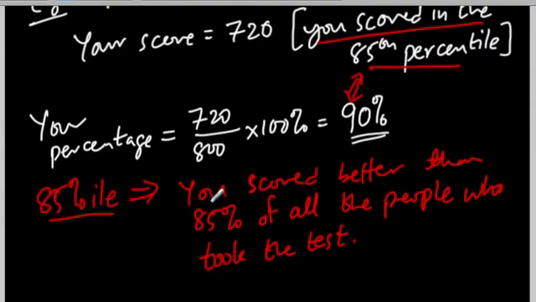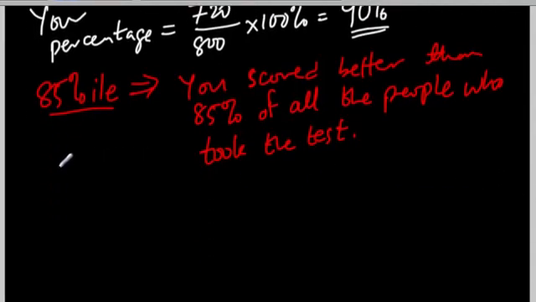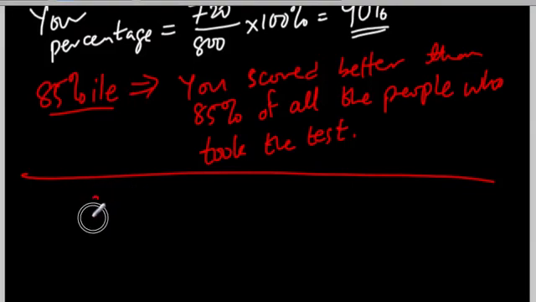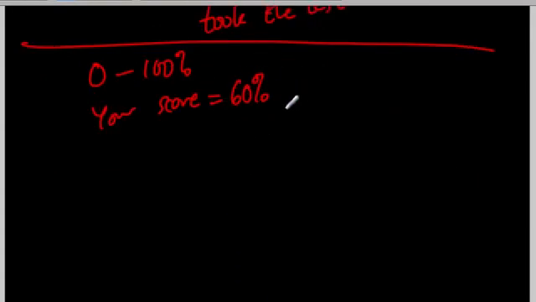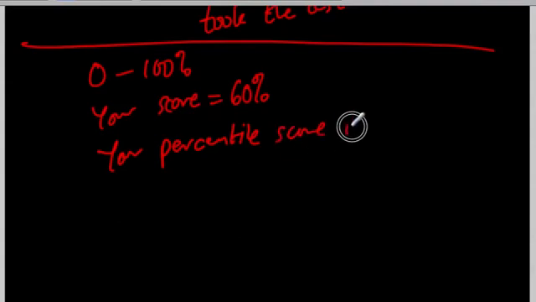Percentile is comparing yourself to the rest of the people. It is not comparing what you got on the test. So for example, another example could be, say there's a test from 0 to 100%. And let's say you didn't get a good score. Let's say your score on it was 60%, so you only got 60% of the questions right. But let's say your percentile score was 90%. In other words, you scored in the 90th percentile.